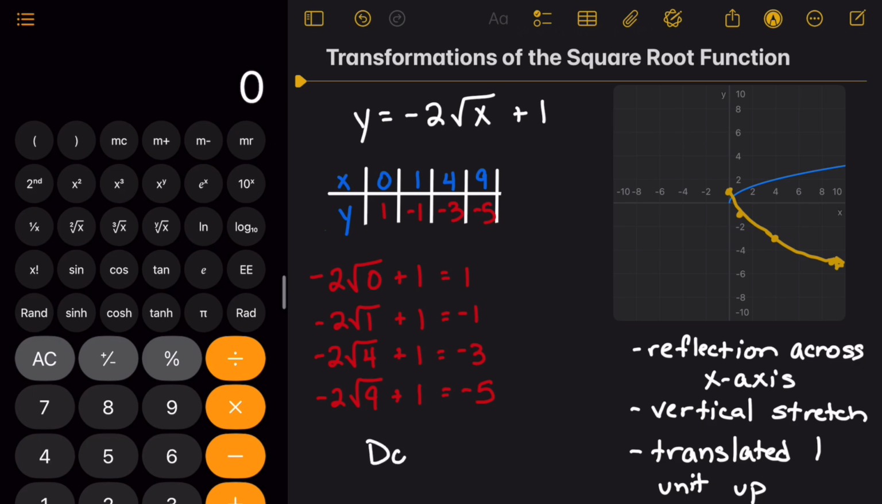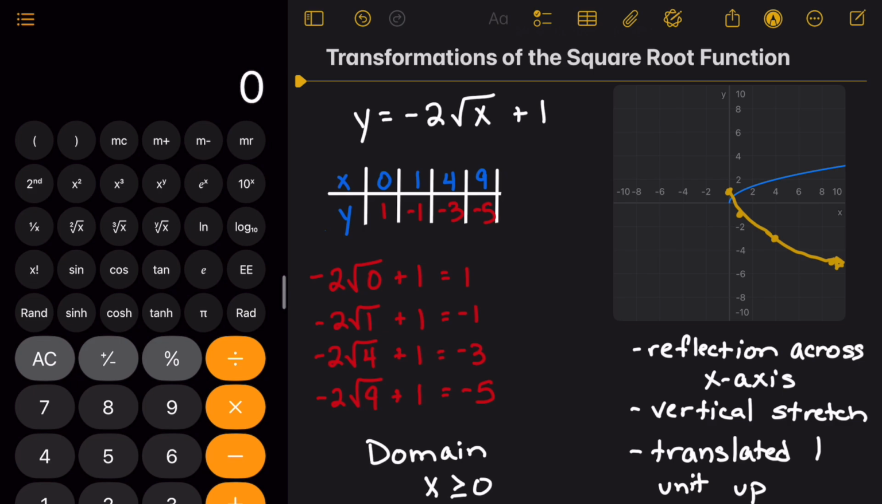And so what effect does this have on the domain and the range? So the domain didn't change at all. We were still able to go all the way down to a domain of 0. We were still taking the square root of x. Nothing inside the square root changed, and so a domain greater than or equal to 0 is still fine.